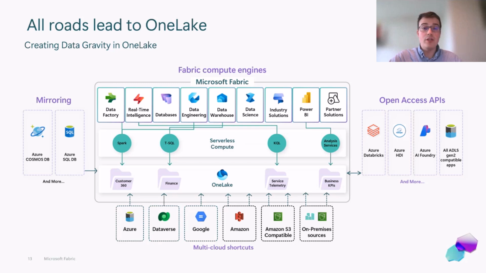And we can see different ways of importing the data, such as the shortcuts below, which again, as a brief reminder, are a virtual representation of the data with no need to copy the data over and no need for that duplication. And then we have mirroring on the left-hand side, where you have automated ingestion of your data from different sources. And then on the right-hand side, we have the open access APIs that also enable you to load data from other source systems.